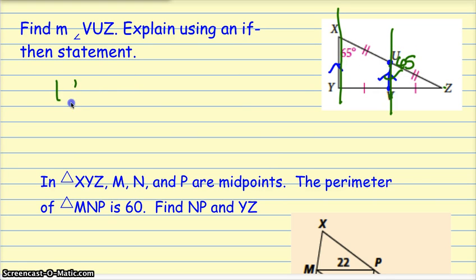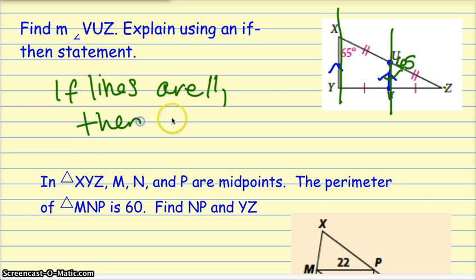And I know that if lines are parallel, then corresponding angles are congruent. So it must be 65.